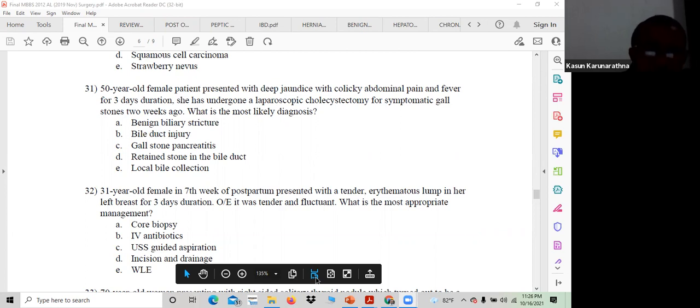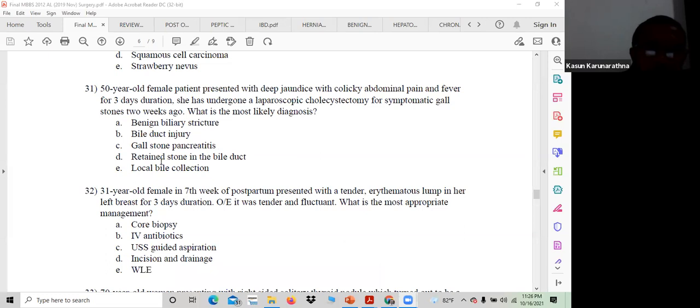It's not following, it's following cholecystectomy, right? The common picture is a retained stone in the bile duct. That's how they present. There's a stone slipped into the common bile duct, and they develop obstructive jaundice later, complicated with cholangitis.